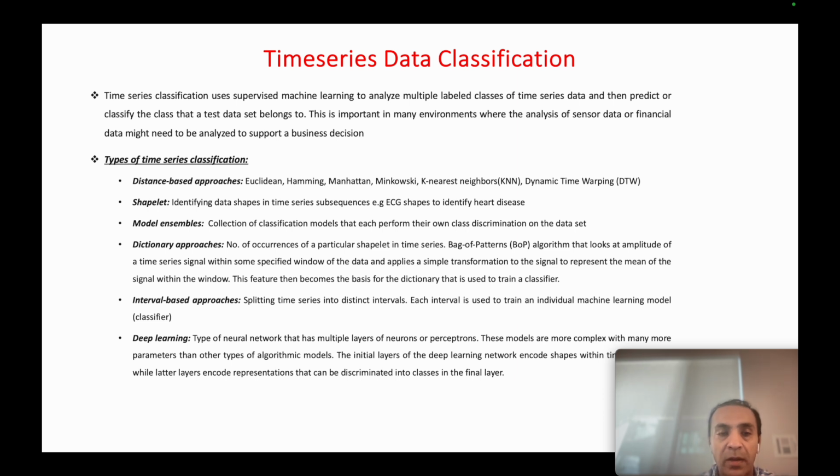And now, with artificial intelligence and deep learning methods, where we use neural networks that have multiple layers of neurons or perceptrons, these models are more complex and in fact more powerful, with many more parameters, like millions or billions of parameters, than other types of algorithmic models. So the initial layers of the deep learning method encode shapes, while the latter layers encode representations that can be discriminated into classes in the final layer.